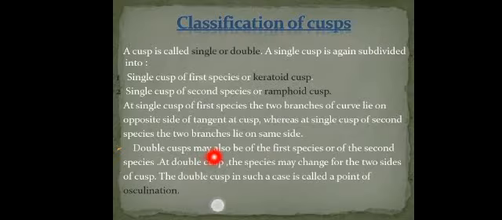Now double cusp is also subdivided into these two categories. And there is one more double cusp which is known as osculination. At double cusp, the species may change from the two sides of the cusp. The double cusp in such a case is known as osculination.